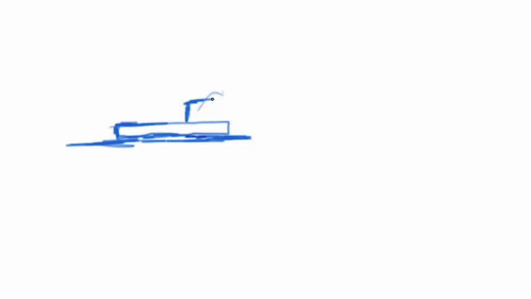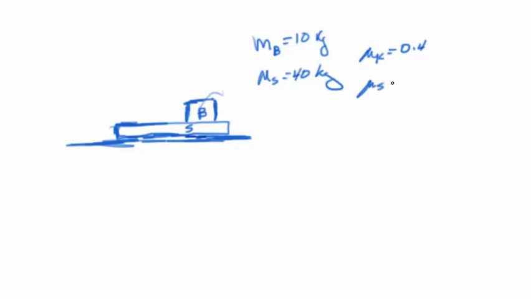So then we have a block on top. Let's call that B for block and S for slab. We know the masses, right? MB is 10 kilograms, S is 40 kilograms. But I think what you said is the difference between kinetic and static. So mu is usually less, right? Because once it starts moving is different than when it's stuck.